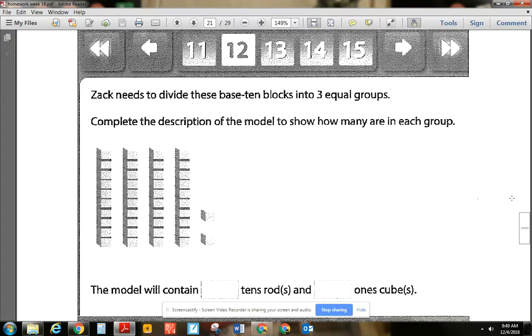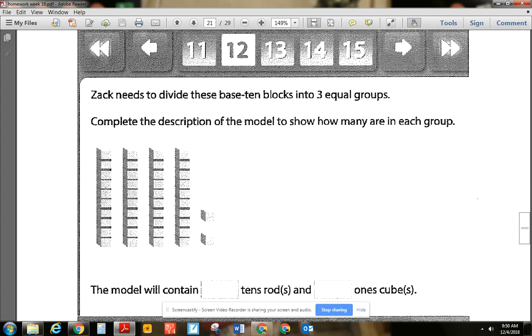It's Mr. Grable, School Math, Grade 4, Chapter 4 test. We're on question 12. And here it is. Zach needs to divide these place value blocks into 3 equal groups. Complete the description of the model to show how many are in each group.